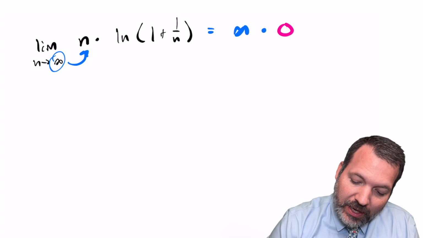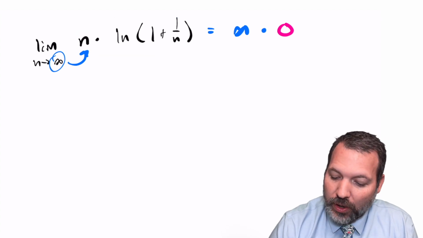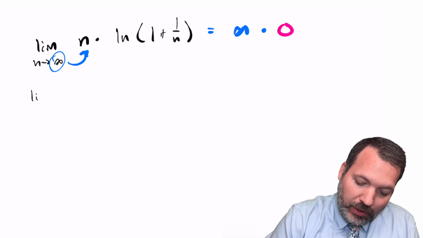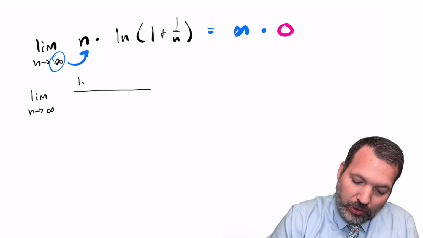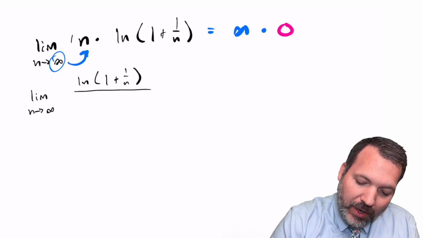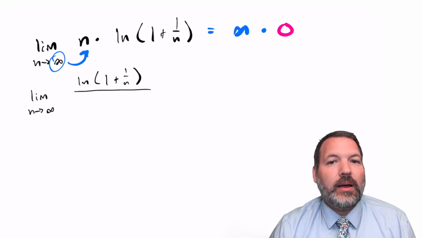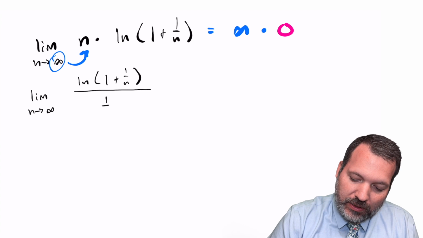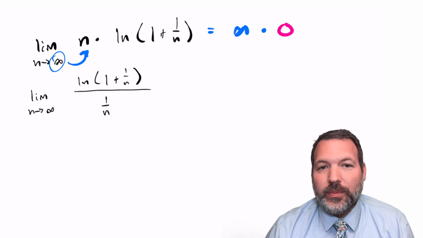So we need to be able to take this n times log of 1 plus 1 over n portion and turn it into a quotient. What that's going to look like is the limit as n grows to infinity of that natural log portion, natural log 1 plus 1 over n, and then I'm going to take this n times, and I'm basically going to turn it into division by its reciprocal. So the denominator itself is going to be 1 over n.